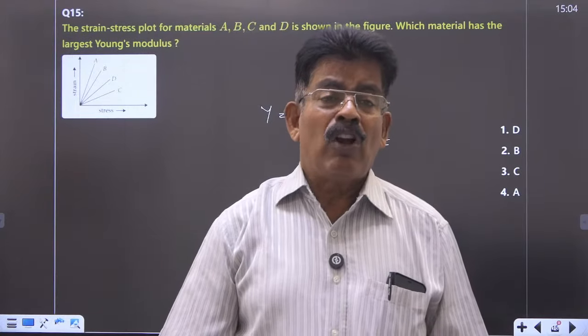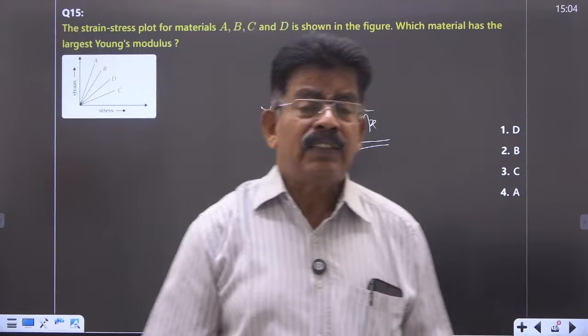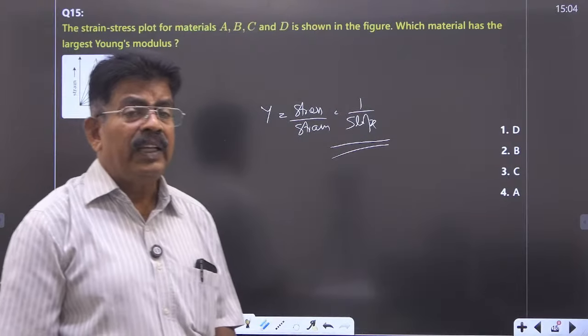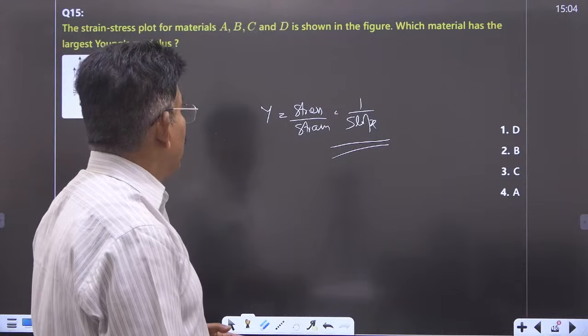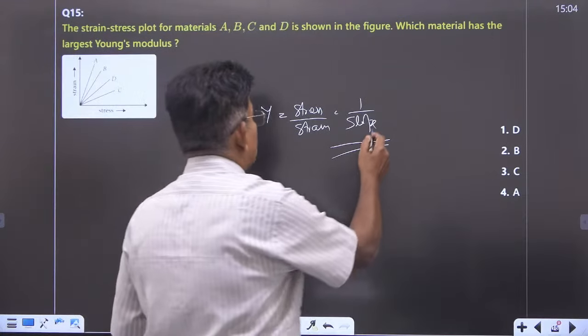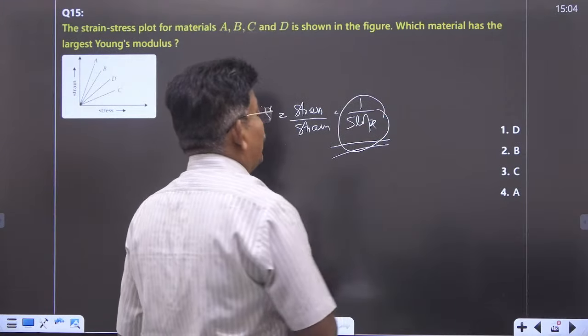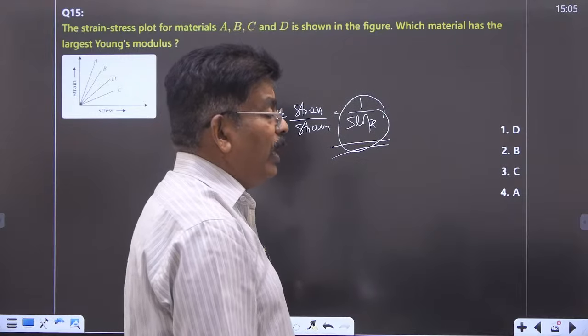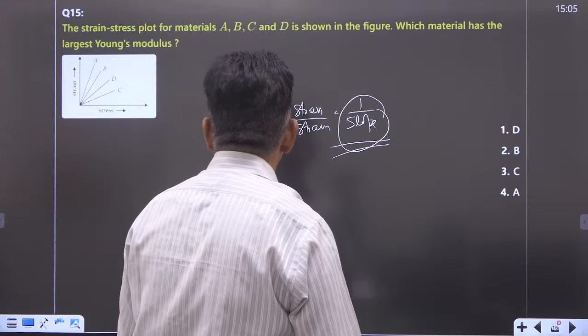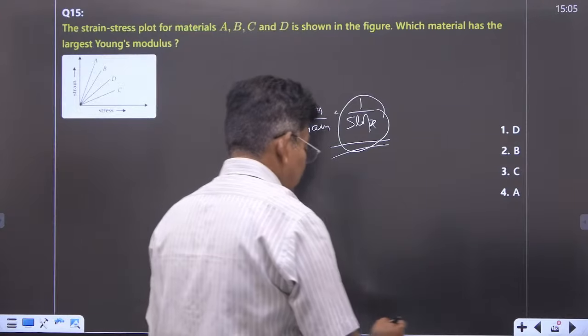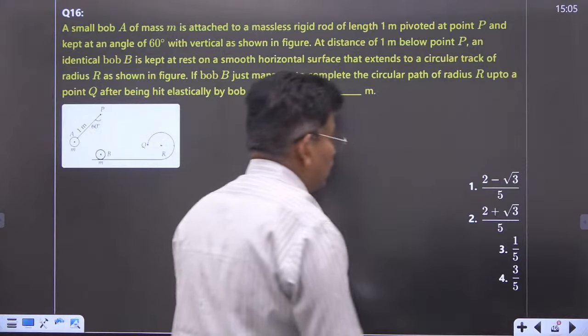Normally we mark stress on the y-axis and strain on the x-axis. Here you have marked it in the reverse manner. So Young's modulus will be stress by strain, that is the reciprocal of the slope. The one having more slope will have minimum Y, the one having minimum slope will have maximum Y. So C, having minimum slope, will have maximum Young's modulus. We can go to the next question.